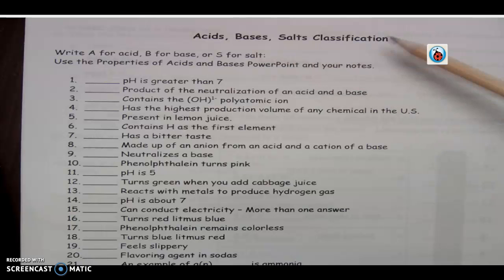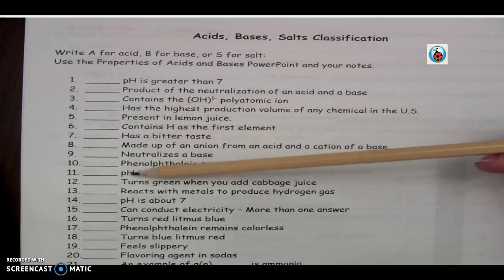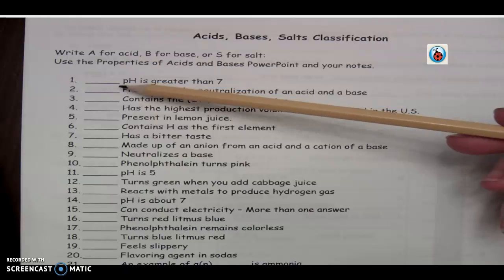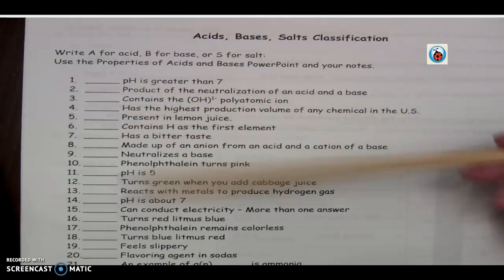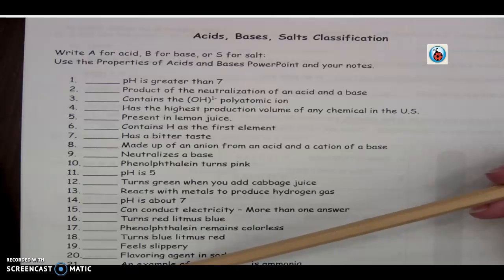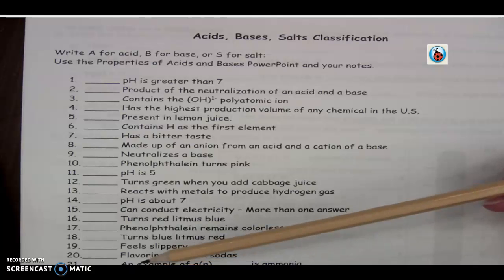Okay, acids, bases, salts classification. All right, go through your PowerPoint. In your notes, you already took over all this stuff, and figure out, is it an acid, a base, or a salt? Now, salts are positive and negative ions, like sodium chloride, not just table salt, but potassium nitrate. All of those are salts.